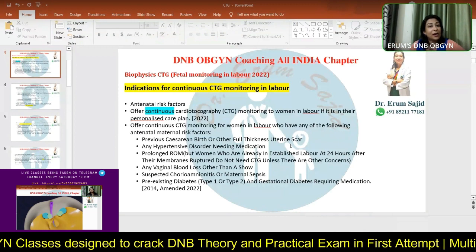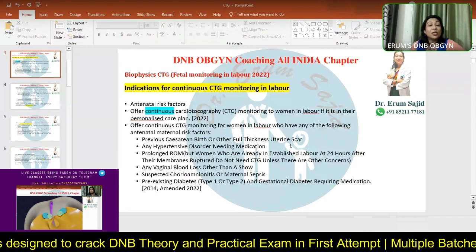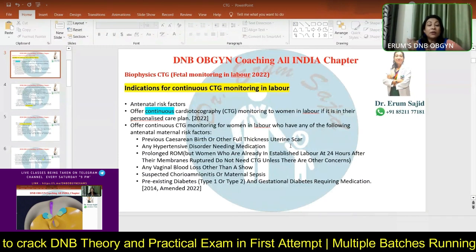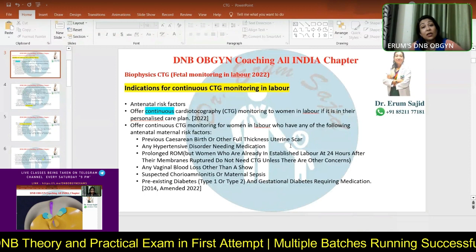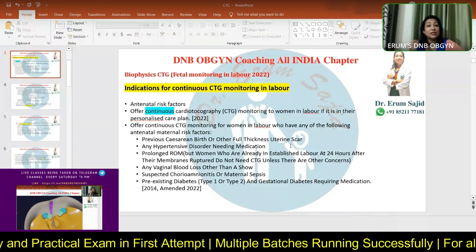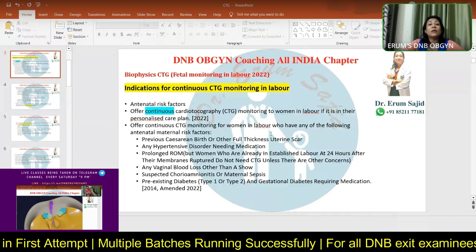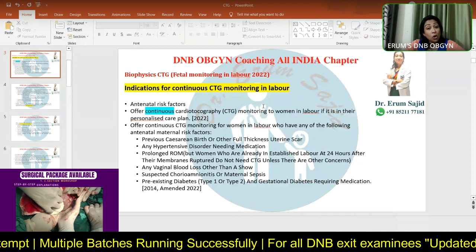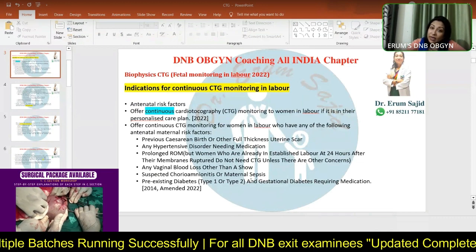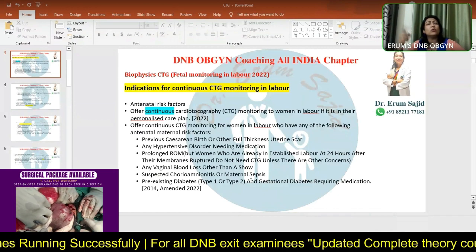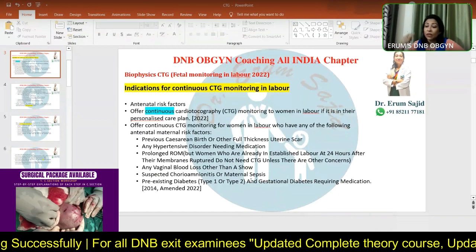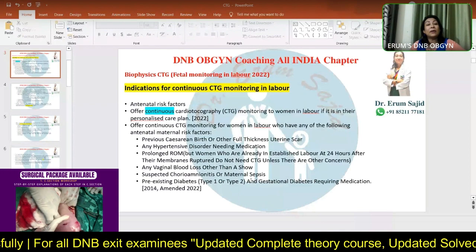Any vaginal blood loss, which is very obvious. Suspected chorioamnionitis, I already told you. Pre-existing diabetes, because diabetic females have babies with respiratory distress syndrome, and that will reflect as fetal distress. So all those conditions that you already know in high risk obstetrics, just remember those chapters that you've read, and every chapter will automatically give you a condition.